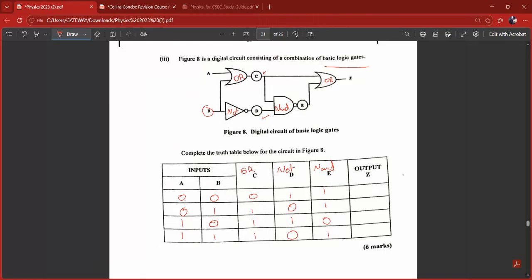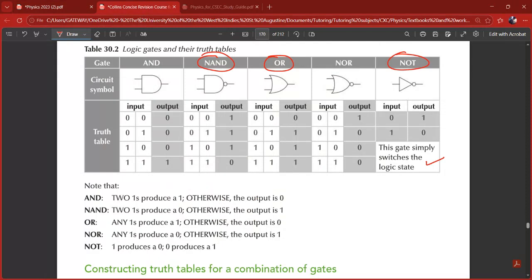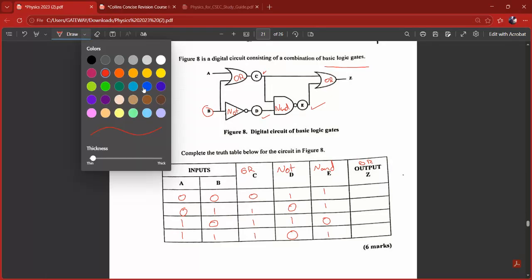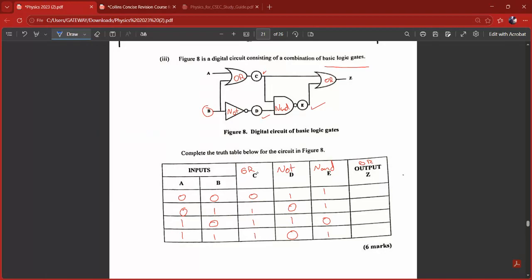Now Z is an OR gate. And we just learned for the OR gate, when you have two zeros, you get a zero, everything else is one. That is for the OR gate, right? What are the inputs for Z? Well, for the OR gate there, E and C. So we're looking at E and C. So that's why the table becomes a bit tricky. So we're looking at C and E.